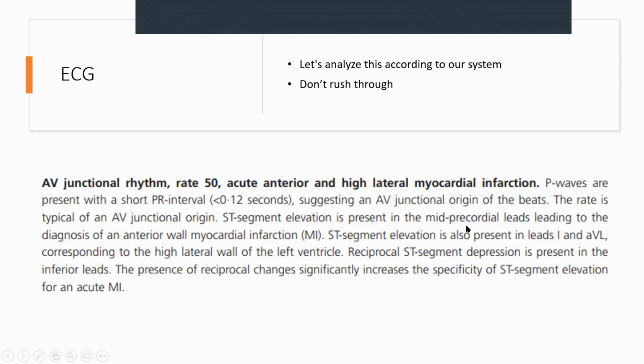So ST elevation is present in the mid-precordial leads, leading to the diagnosis of anterior wall infarct. ST elevation is also present in leads 1 and aVL, corresponding to the high lateral wall of the left ventricle. All right. Reciprocal ST segment depression is present in the inferior leads. The presence of reciprocal changes significantly increases the specificity of ST segment elevation for an acute MI. So you guys did quite well.